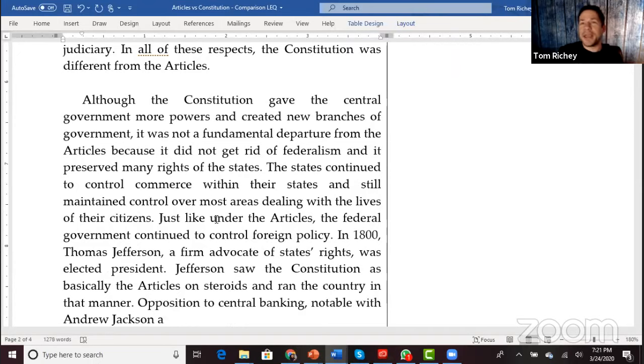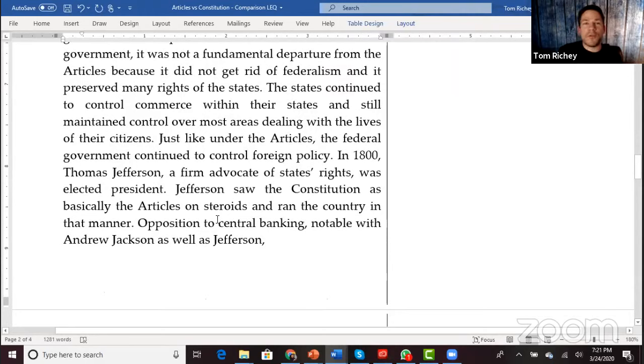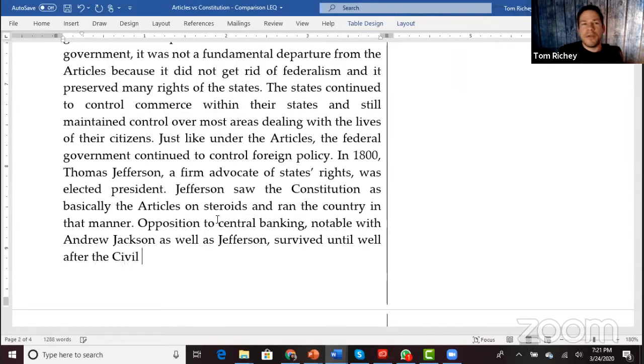I can go back here. When you're taking your exam this time, hopefully y'all won't spend too much time deleting stuff. That's what I'm afraid of. Andrew Jackson as well as Jefferson survived until well after the Civil War.